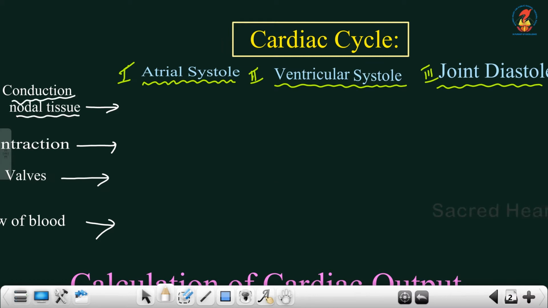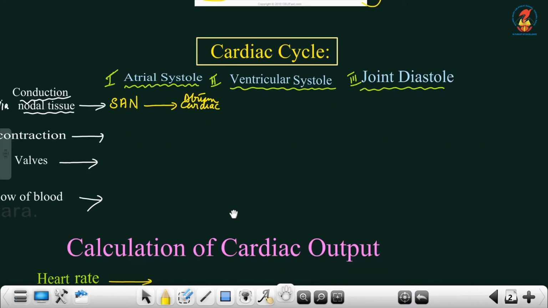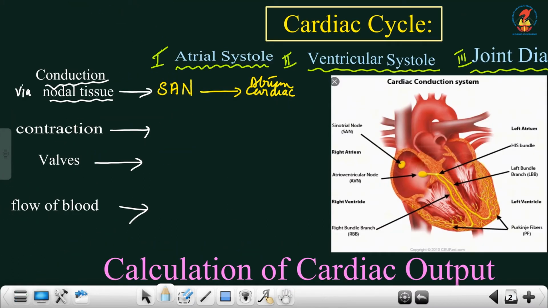Conduction via the nodal tissues. Okay. So here you have to recollect the nodal tissues. The SA node initiates the action potential and propagates it to the cardiac musculature of the atrium. So with the diagram I am going to explain. Atrial systole, first we are talking about the role of the nodal tissue, the conduction via the nodal tissue.